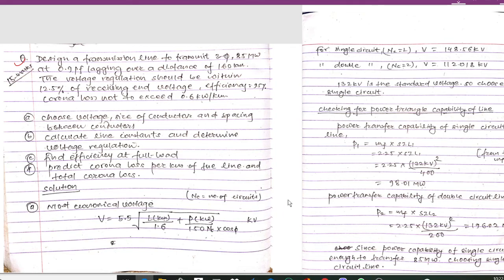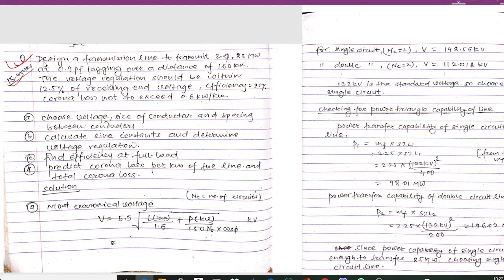So hello guys and welcome to the lecture on transmission line design. Today in this video we will see important numericals based on transmission line design. This numerical is normally asked for 15 marks and is one of the important numericals asked in Pokhara University.